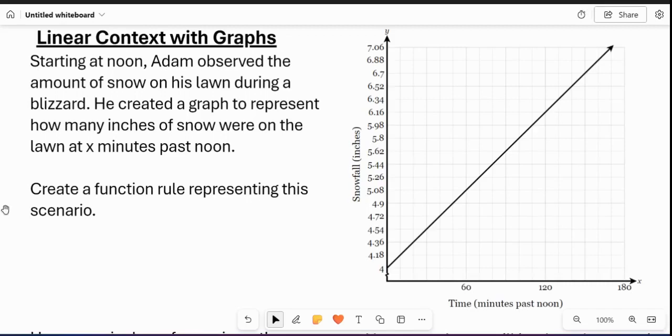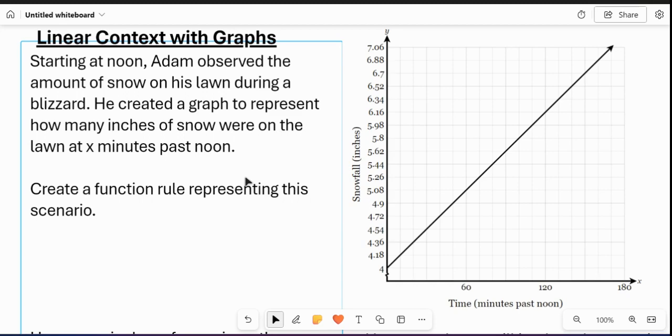In today's video, we're going to be looking at linear context problems involving graphs. So we're going to be given a graph and a scenario and answer a couple questions relating to that graph and scenario. So in this problem, it says starting at noon, Adam observed the amount of snow on his lawn during a blizzard. He created a graph to represent how many inches of snow were on the lawn at x minutes past noon. And we're going to create a function rule representing this scenario.